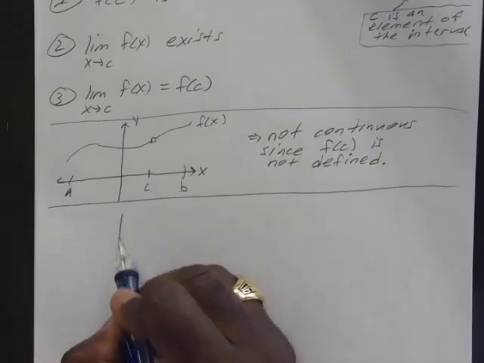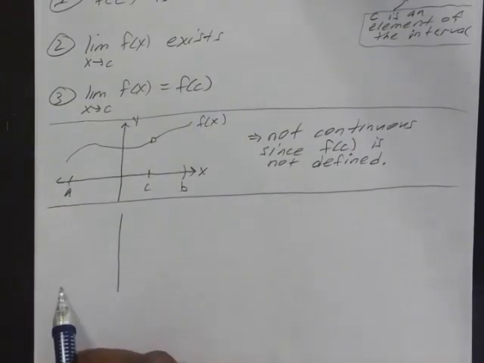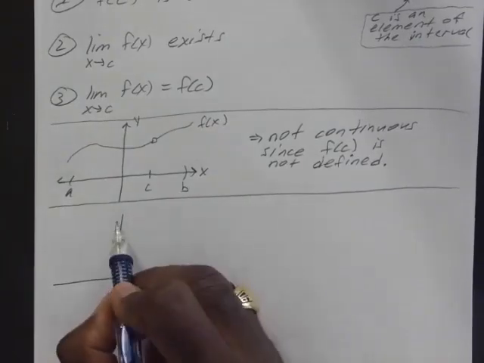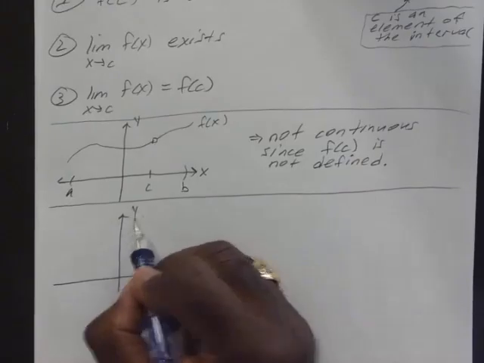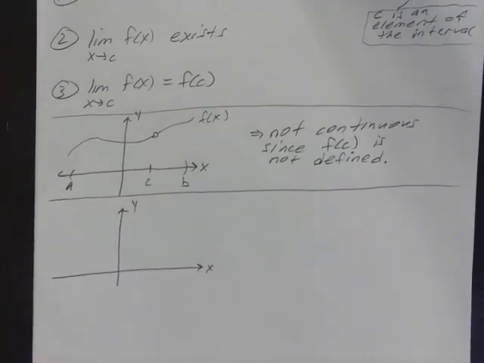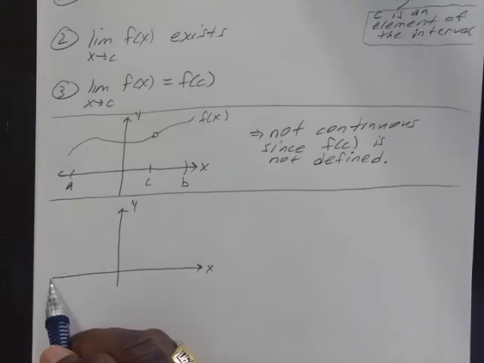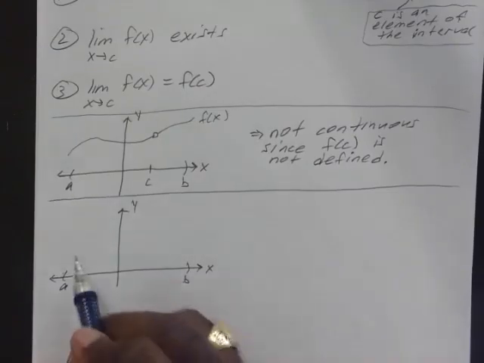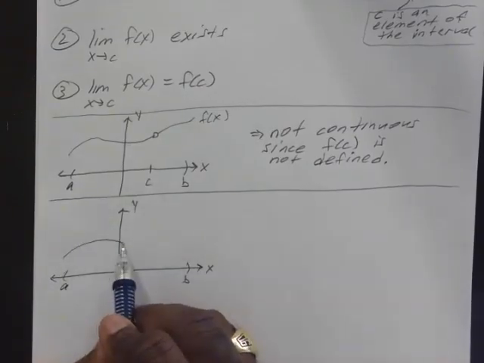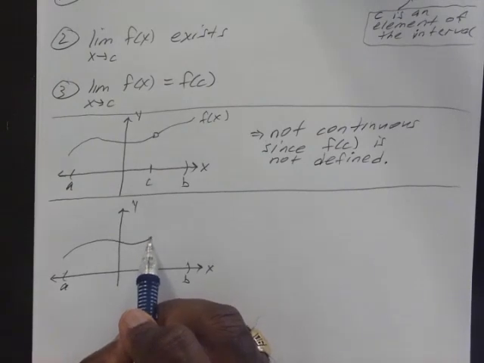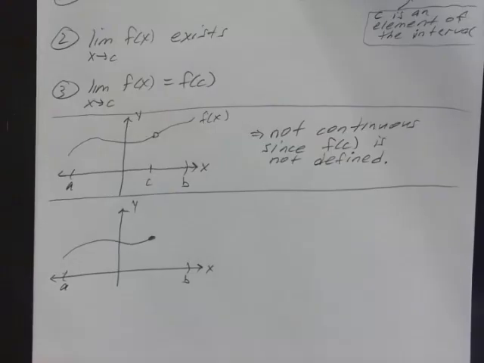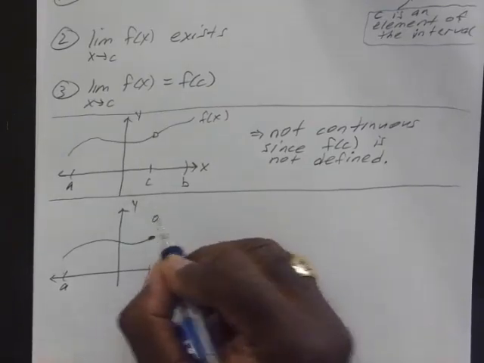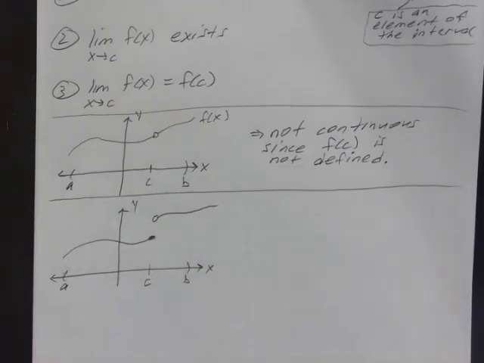Okay, so what if we have another function? X and Y axis. We're on the interval from A to B. So if we have a function where it's a piecewise function where the left part of the point f of c, and it kind of breaks up and continues on the rest of the way.